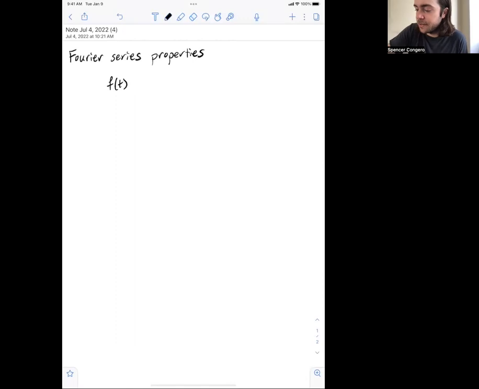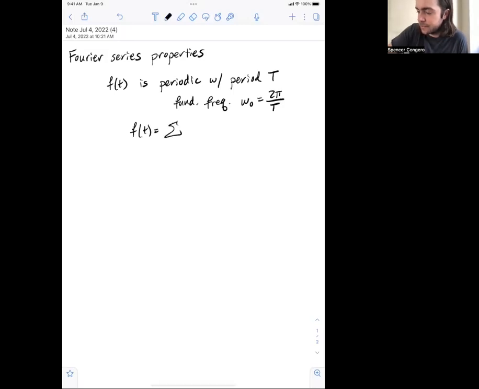So let me just remind you what the setup is for the Fourier series. f of t is going to be periodic with period T, and fundamental frequency omega naught, which is 2 pi over T. And then the Fourier series of f is going to be the sum of f sub n e to the j n omega naught t.